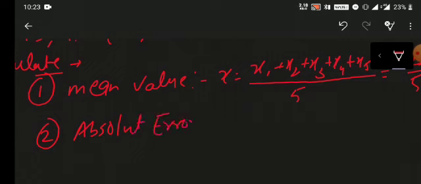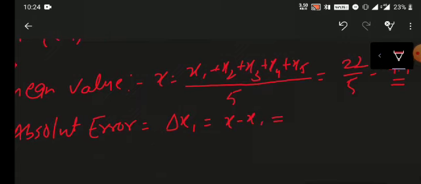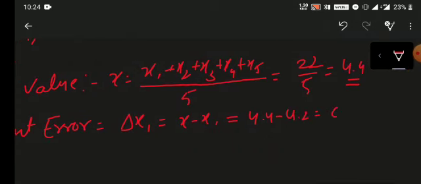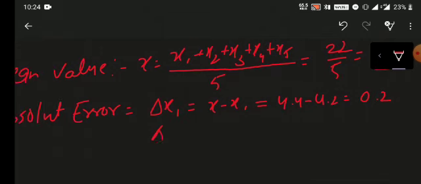Find the absolute error. Absolute error is determined as delta x1 equal to x minus x1. Here x is 4.4 and x1 is 4.2, so the answer would be 0.2. Now delta x2, again the mean value is 4.1 and x1 is 4.5.